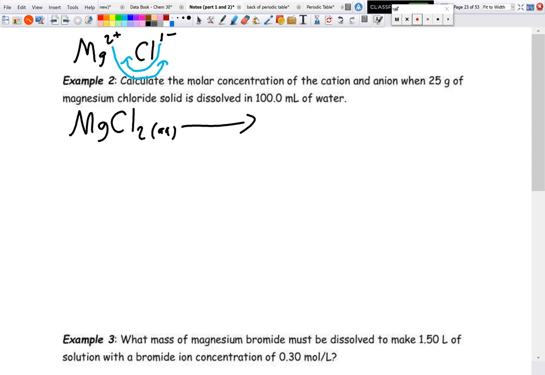So when this gets put in water, it's going to dissociate. We're going to form the magnesium ion, Mg2+, and we are going to form the chloride ion, Cl-. And of course, now we need to balance, so we have 1 magnesium, we're good. Chlorine, we got Cl2, there's 2 chlorines, so we have 2 here.